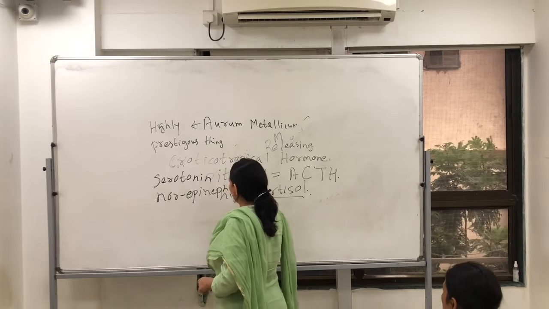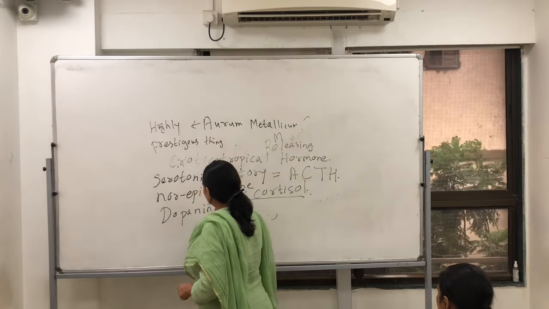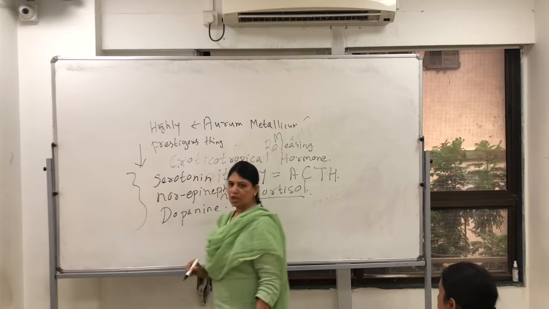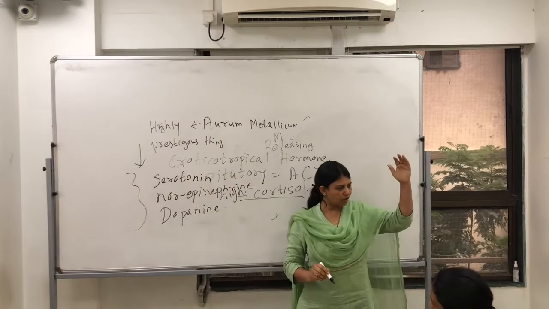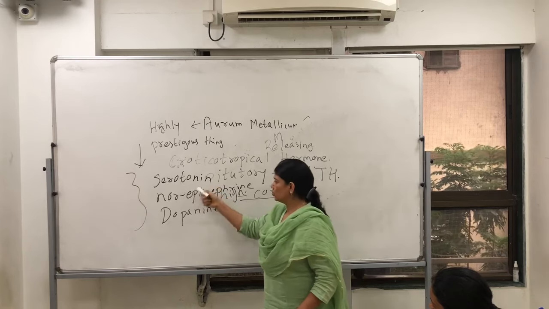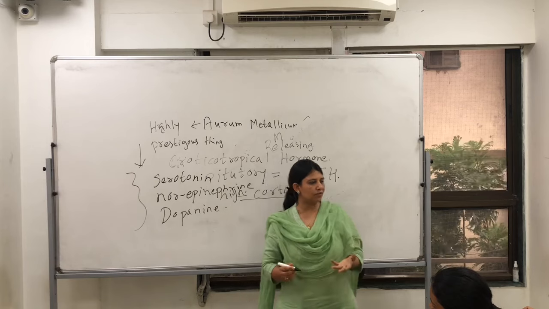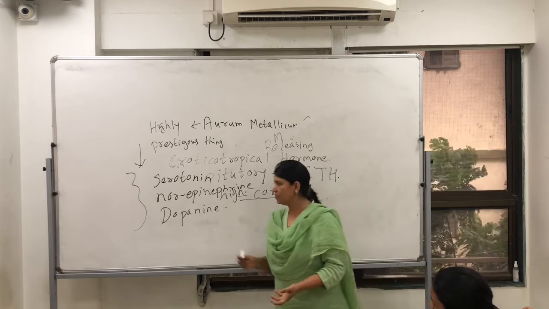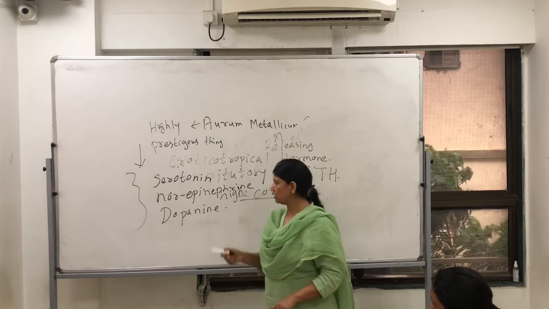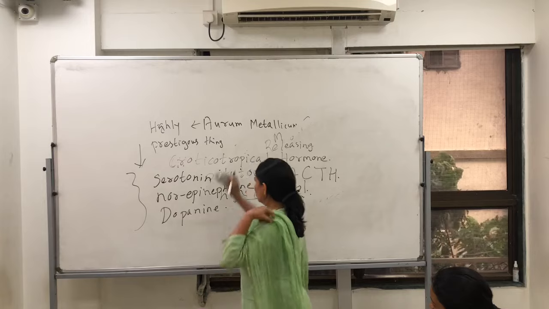At the same time, there are another two, that is serotonin and norepinephrine, as well as dopamine. These are the three hormones which are always decreased. So cortisol level increases and these three hormones, serotonin, norepinephrine and dopamine, decrease. These are the hormones which give you happiness in your life, and these three hormones are decreased in endogenous depression.